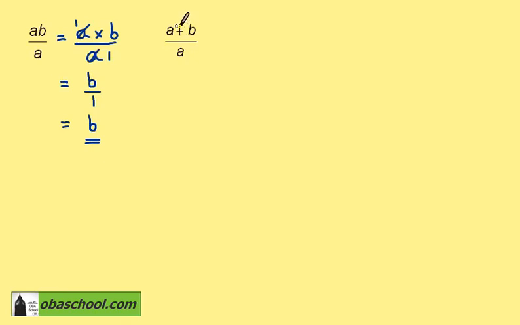However, in this situation, we cannot just cancel the a's, although it is a common mistake that pupils make. To consider why, look at a similar example with numbers. If we have 4 plus 8 divided by 4, so we have 4's in the same place as the a's in our fraction, then this would give us 12 divided by 4, which is 3.